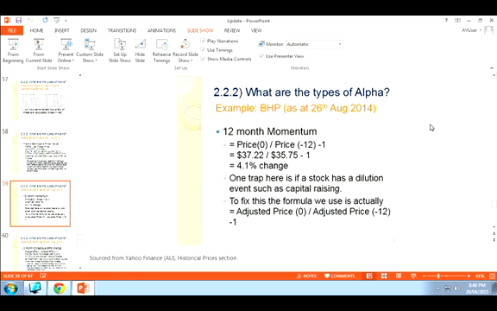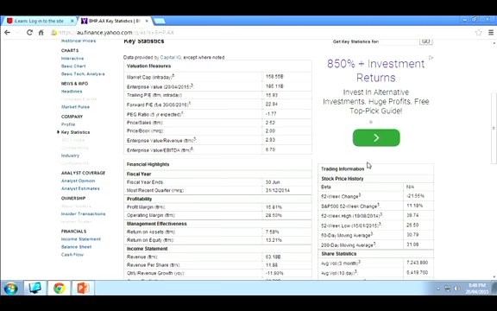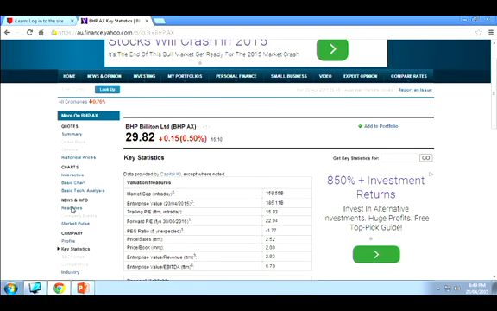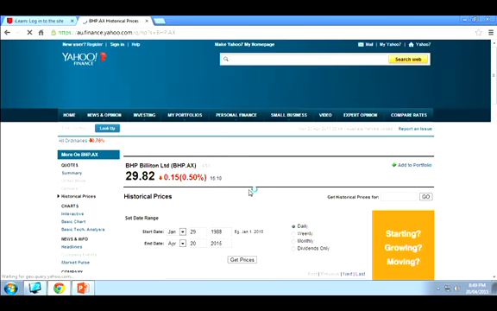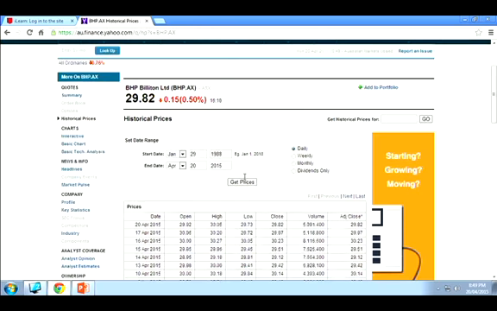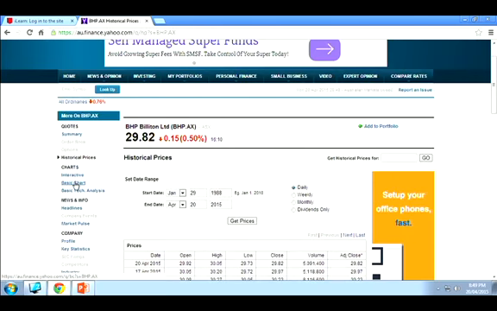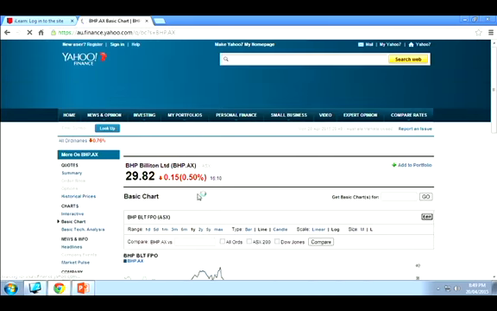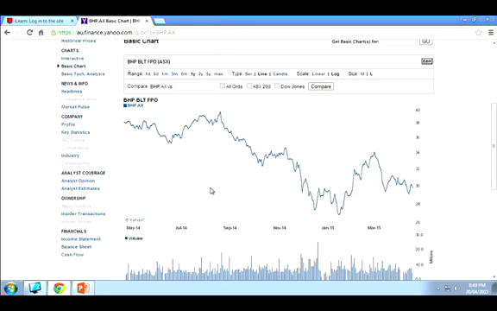Alrighty. The next one is momentum. Now, coming back, and I did mention this before, but if we looked at a historic price chart, can we get a chart, basic chart? There we go. So this is really simple.